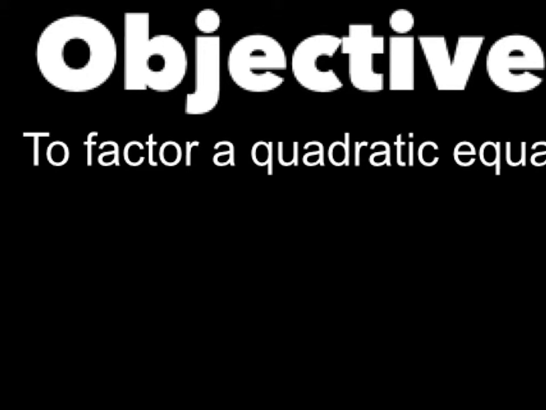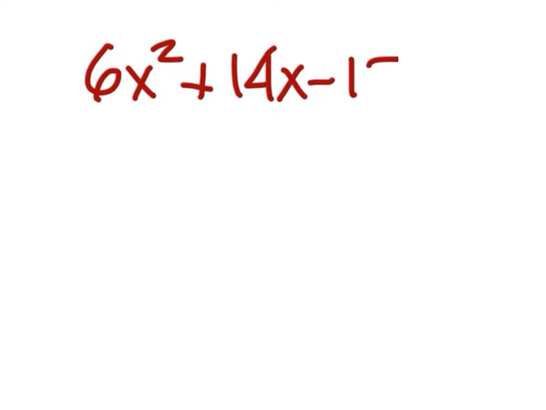The objective is still to factor a quadratic equation where a is not equal to 1. The practice problem is 6x squared plus 14x minus 12 equals 0. Solve that.